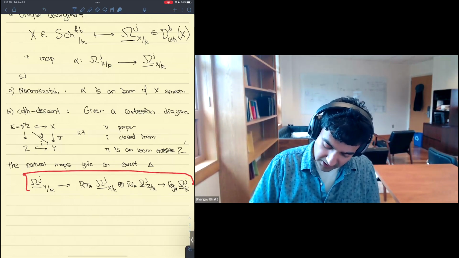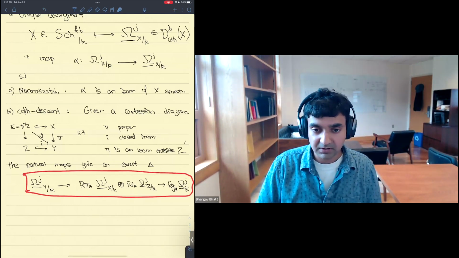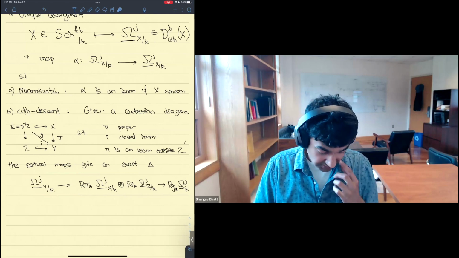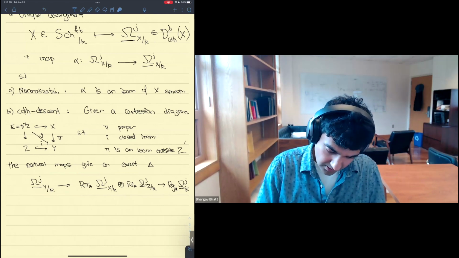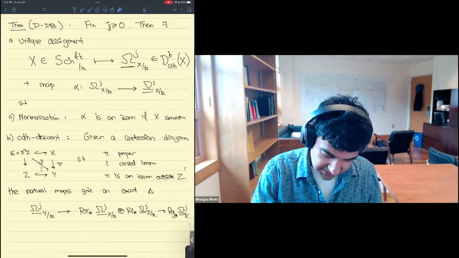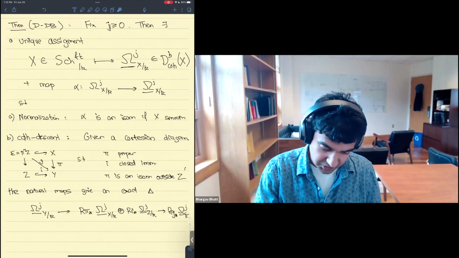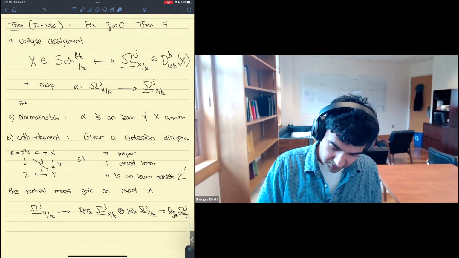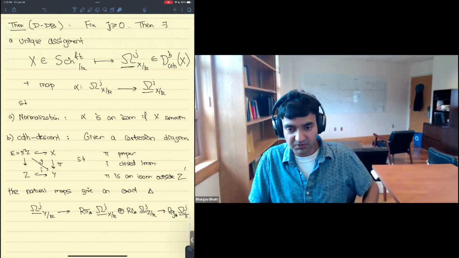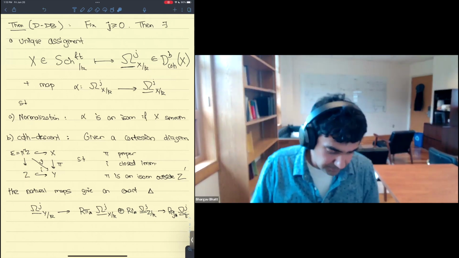And the claim is that this is actually an exact triangle via the natural map. And so this is kind of the main existence theorem, or if you like, it's even a definition of this object, of this Deligne-Du Bois complex. It's characterized by these two properties, and you can turn that into a definition if you like.